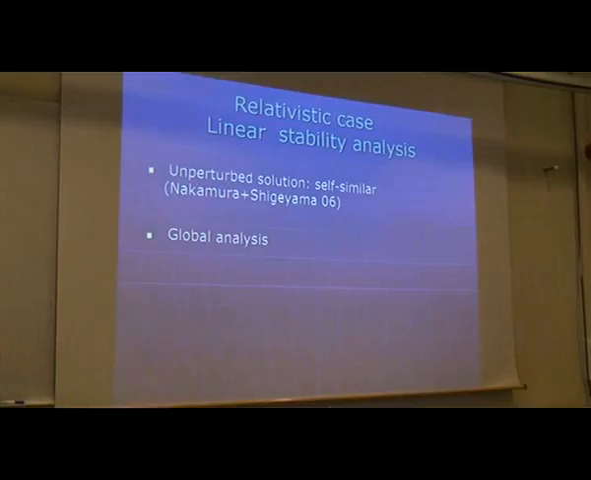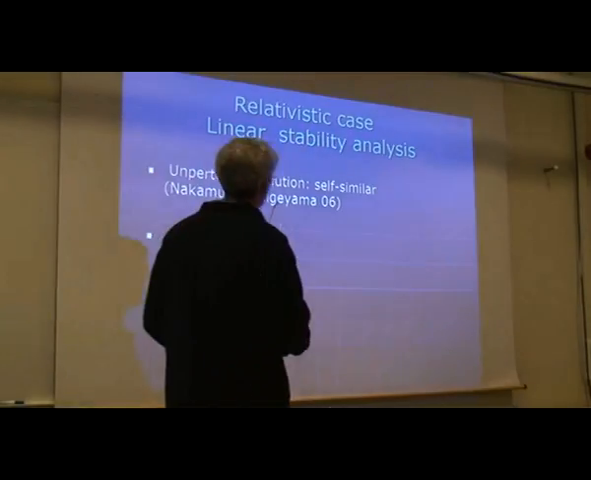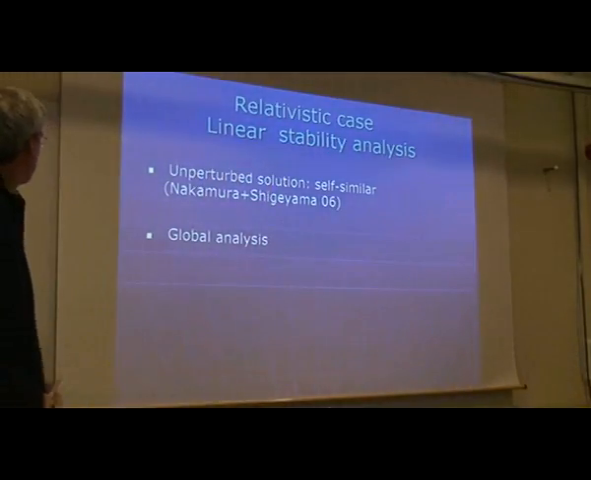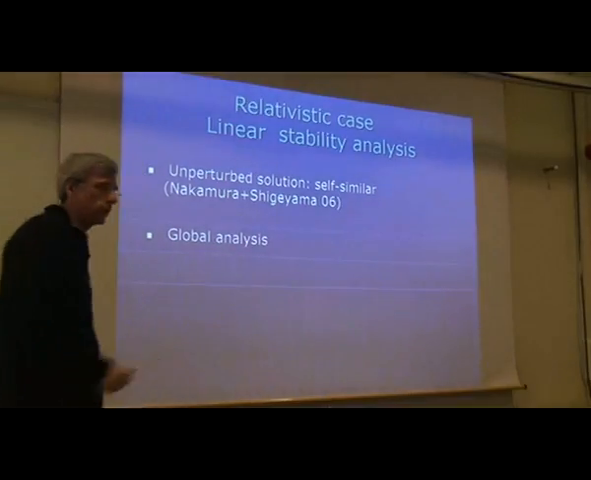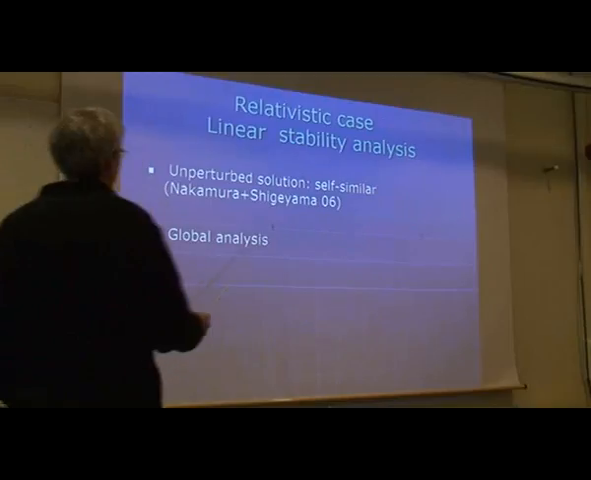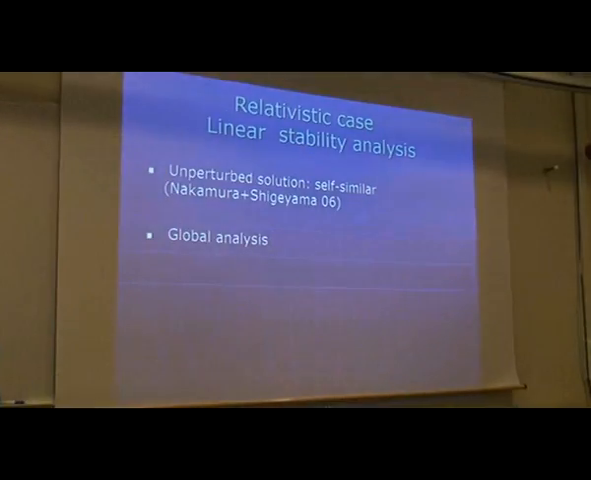To do the linear stability analysis, you first need an unperturbed solution. And it turned out that there is a self-similar solution for the system in the relativistic case, which was derived very recently by this guy here. So this is what I used as my unperturbed solution. And then, as I said, I did the global dynamical analysis. So this is an extension of Chevalier's work to the relativistic case.